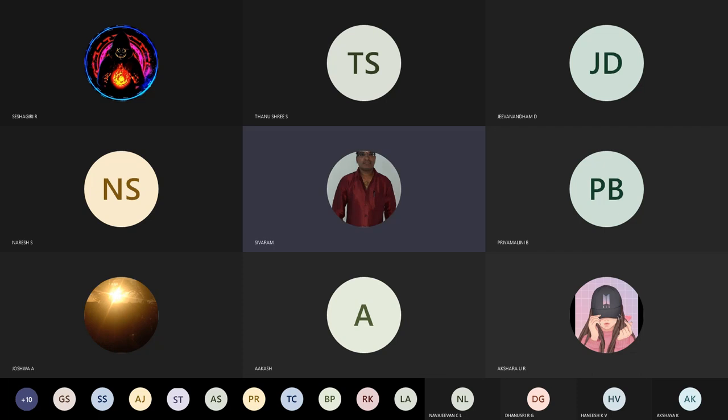Okay, in the last class we have discussed about four phyla, that is Porifera, Cnidaria, Ctenophora, and Platyhelminthes. Okay, these are the four phyla that we have discussed in the last class. And today we'll discuss some of the phyla of the animal kingdom.